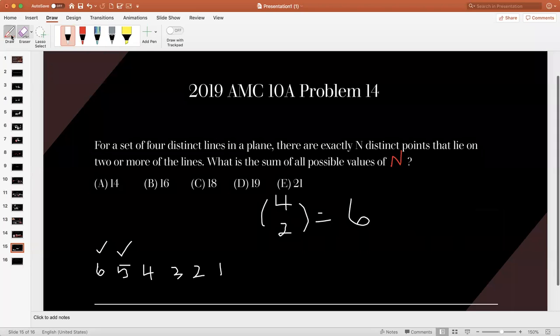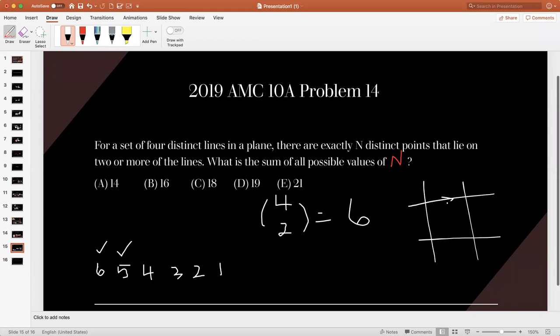Then four. Does four intersections work? This also works because we could always just draw the shape like this. Boom. If we make these lines parallel, then we could have four intersection points right here. So four does work.